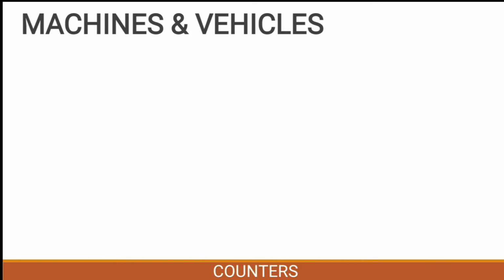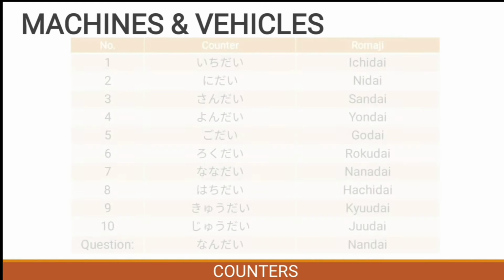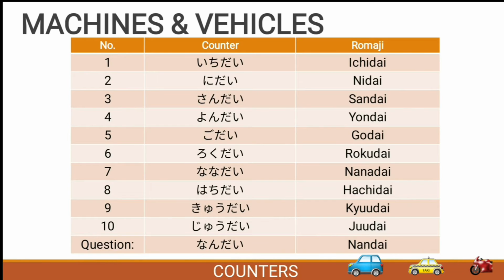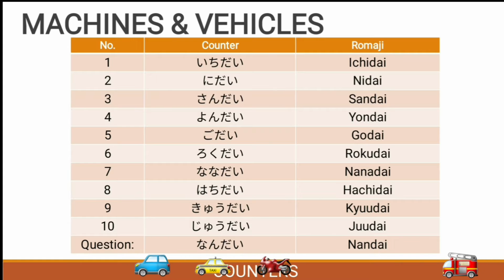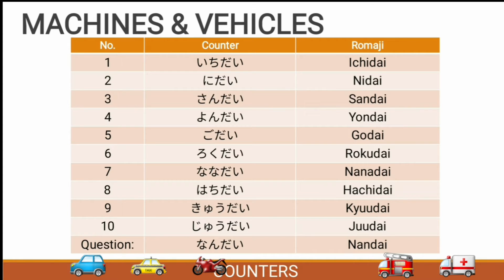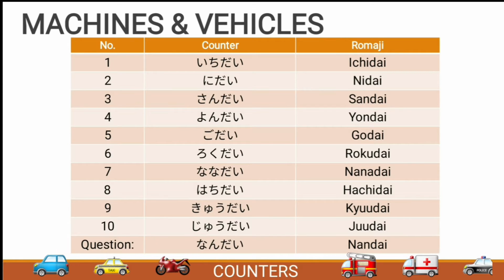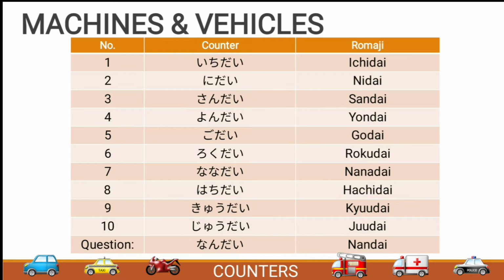Sige. We have the machines and vehicles. Sa machines and vehicles, yung isa or one is ichidai. So, kung mapapansin niyo, wala tayong highlight because pareho lang din lahat ng numbers dito. And all you have to do is to add dai. So, madali lang siyang i-memorize.